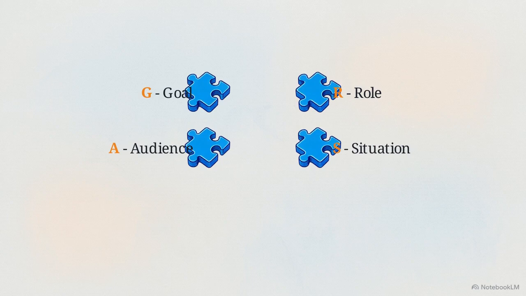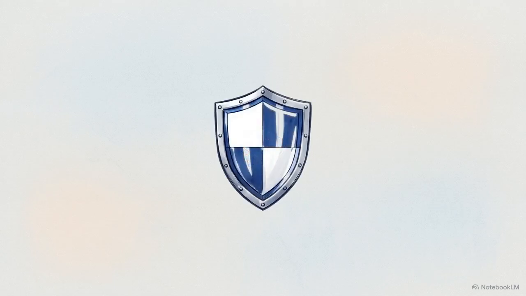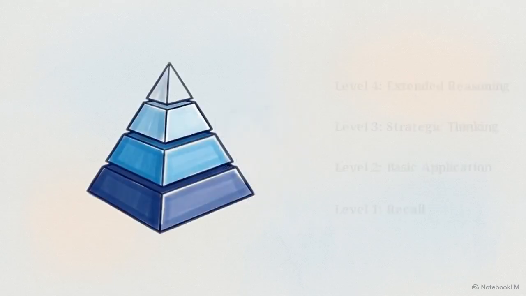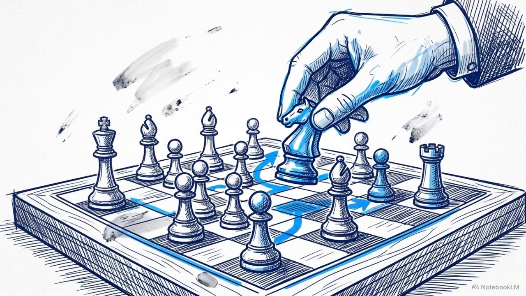They define a real-world goal, assign the student a role, specify an audience, create a situation, define the product to be made, and establish the standards for success. Structuring an assignment with these 6 elements pushes the cognitive demand to depth of knowledge level 3 or 4. It forces learners past basic recall and into strategic thinking and extended reasoning.